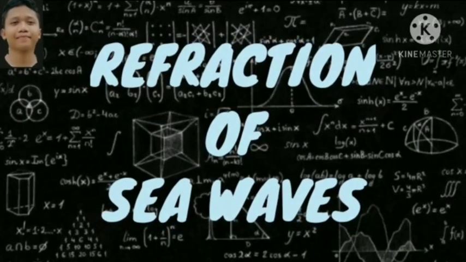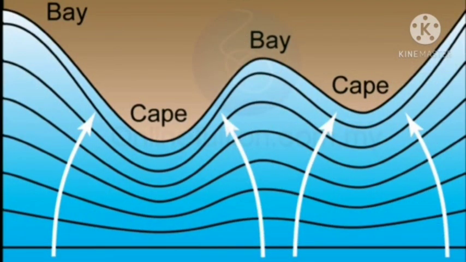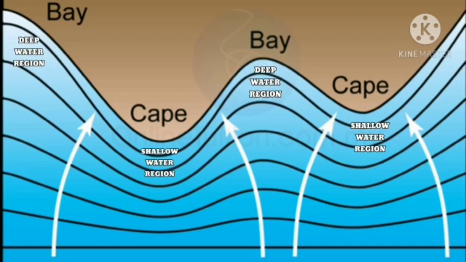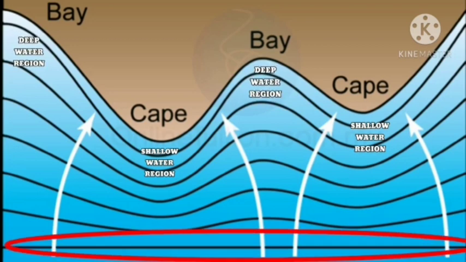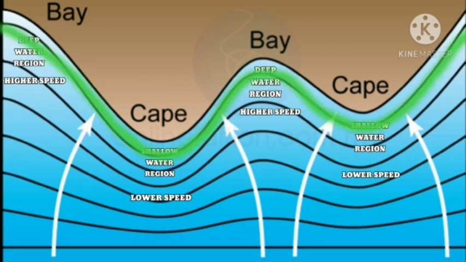Refraction of sea wave. The cape is the shallow water region while the bay is deep water region. Away from the shoreline, the wavefront of water is almost straight and parallel because water moves at uniform speed. When the wavefront of the water propagates to the cape, the speed of water wave decreases, causing the wavelength to be shorter. Wavefront of water approaching the bay moves at a higher speed and the wavelength is longer. This causes the wavefront to curve and follow the shape of the shoreline.